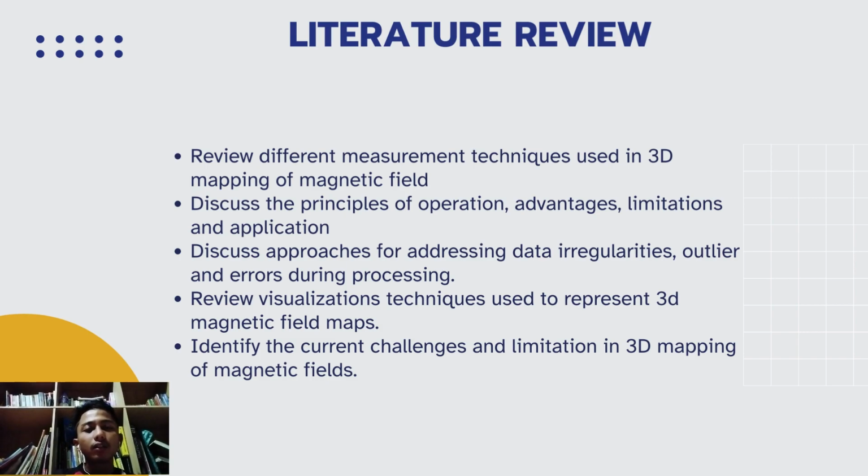For the literature review, the first point reviews different measurement techniques used in 3D mapping of magnetic field. The second discusses the principle of operation, advantages, limitations, and applications. The third discusses approaches for addressing data outliers and errors during processing. The fourth reviews visualization techniques used to present 3D magnetic field maps, and the last point identifies the current challenges and limitations in 3D mapping of magnetic field.